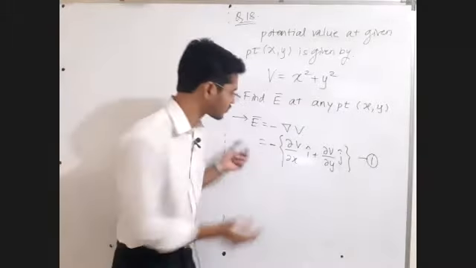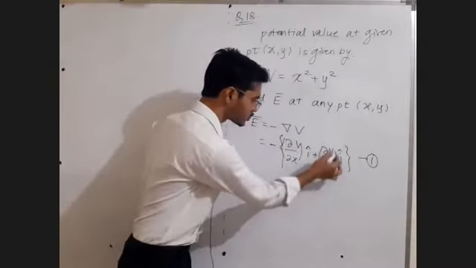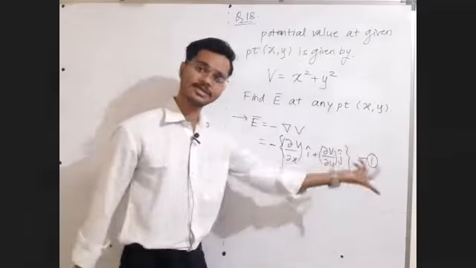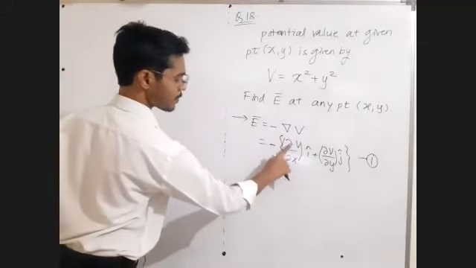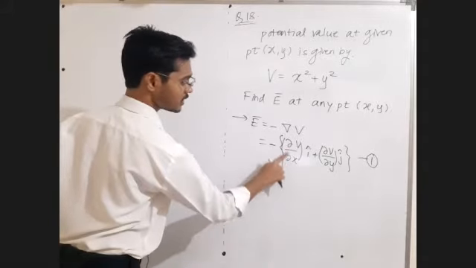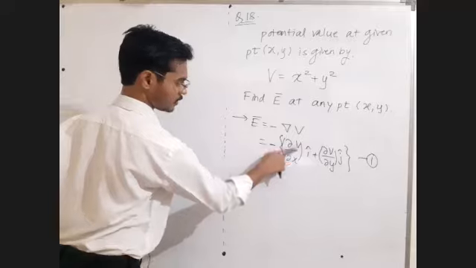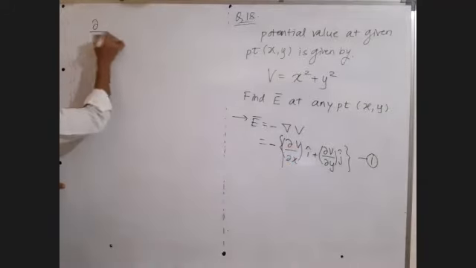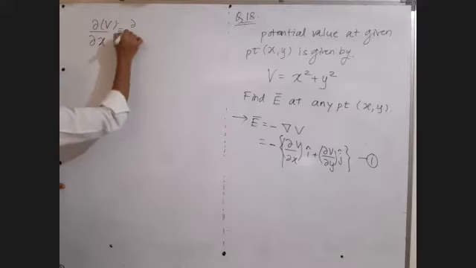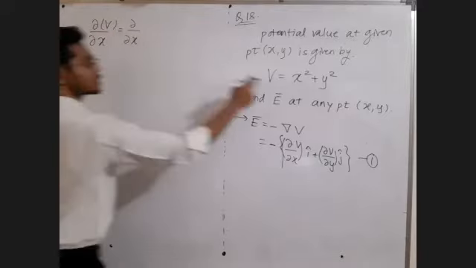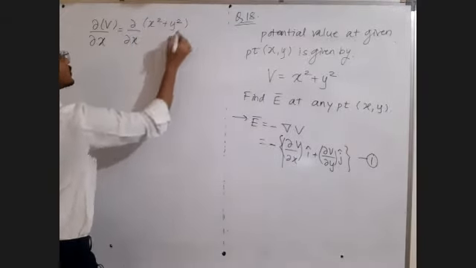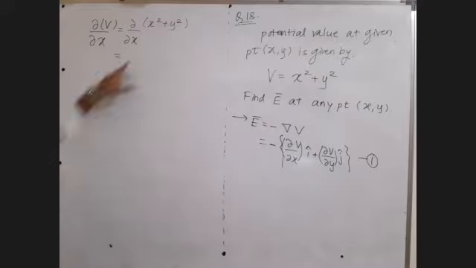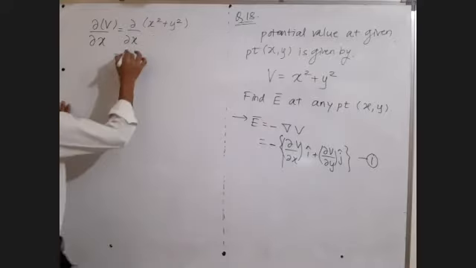Now what next? Find out this value, put it here, get the answer of electric field vector. Okay, let's do it. Let us find dou v by dou x, partial derivative. It's not d by dx, it's dou by dou x, partial derivative of potential. Dou by dou x of v is what? So v is x square plus y square. Okay. So how to find out partial derivative? Derivative of each term can be found out separately.